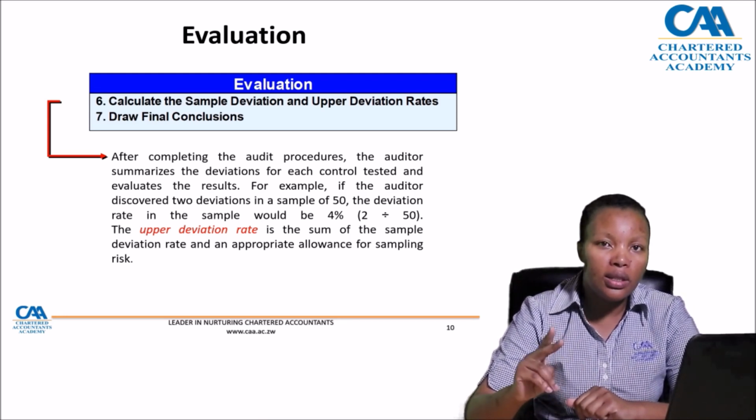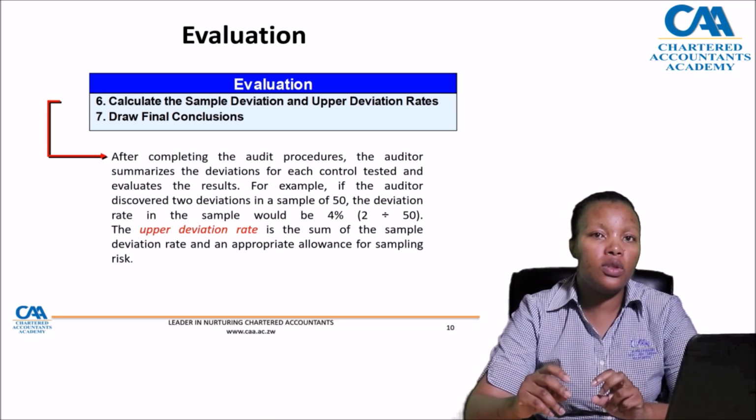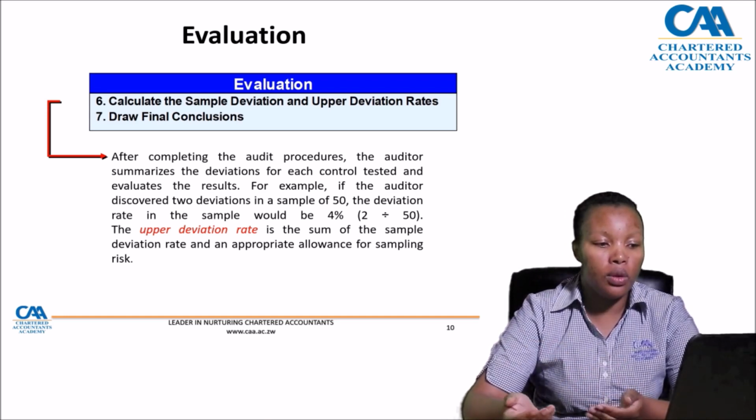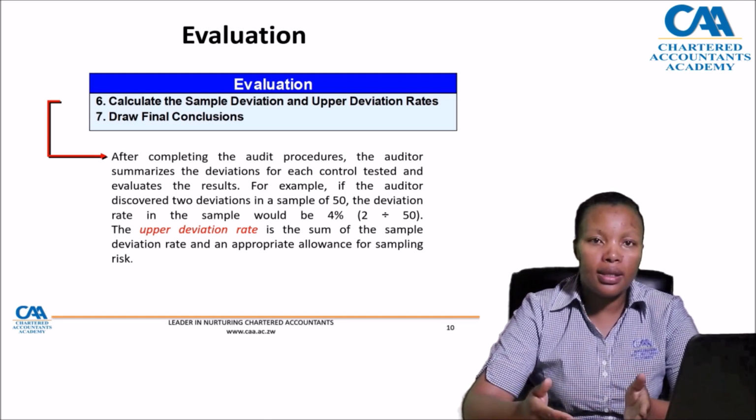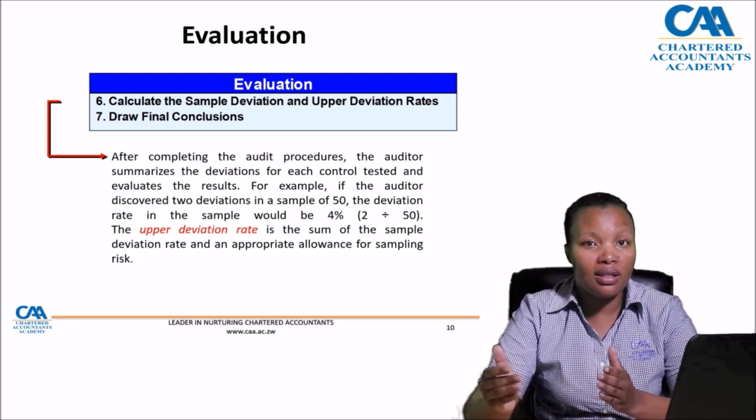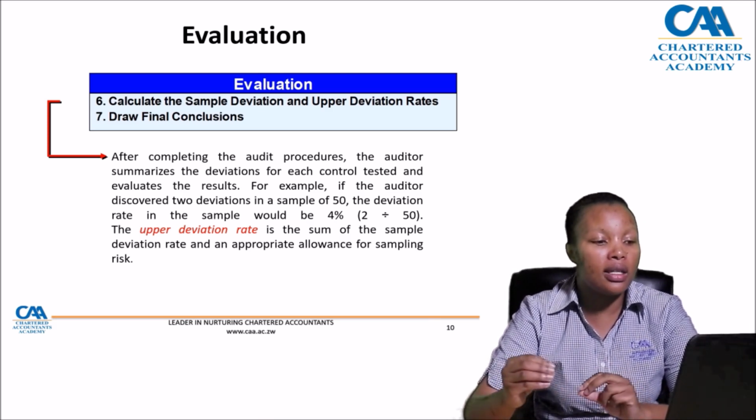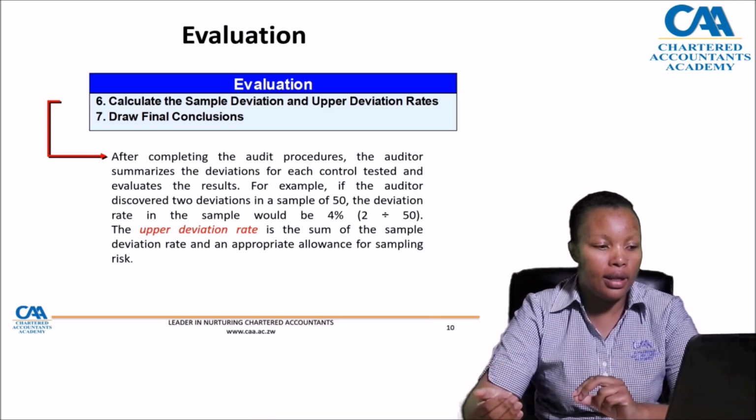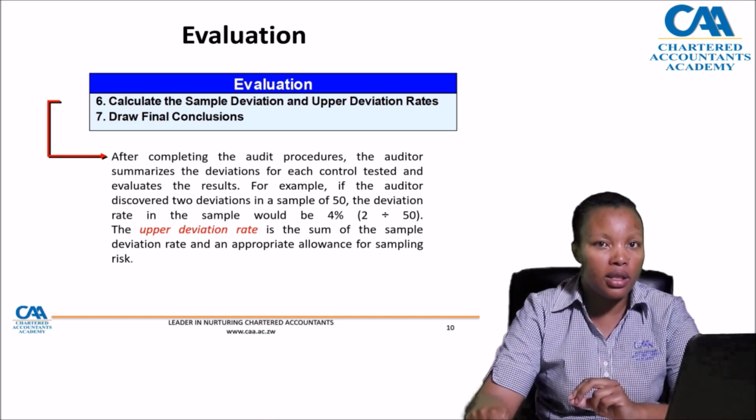So you then say your deviations divided by your sample size gives you your percentage of deviations. In this case, if you had 2 deviations in a sample size of 50, you divide 2 by 50, and you find that there's a 4% deviation rate. So that is the deviation rate, the sample deviation.